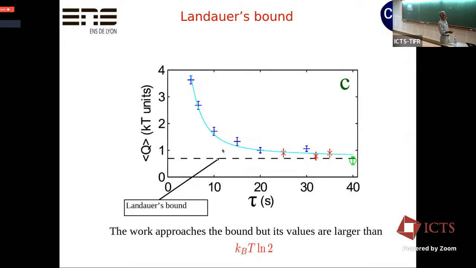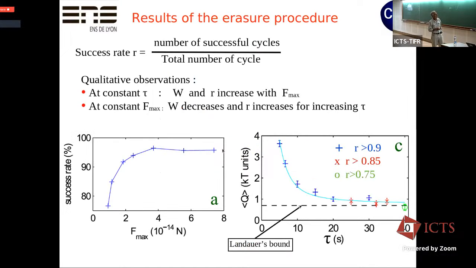It's not an error. It must be there for a reason that you will see in a moment. Okay, you see that the important message: the work approaches the bound, but its values are always larger than kBT log 2. Okay. Now, why do you have this point that is below?